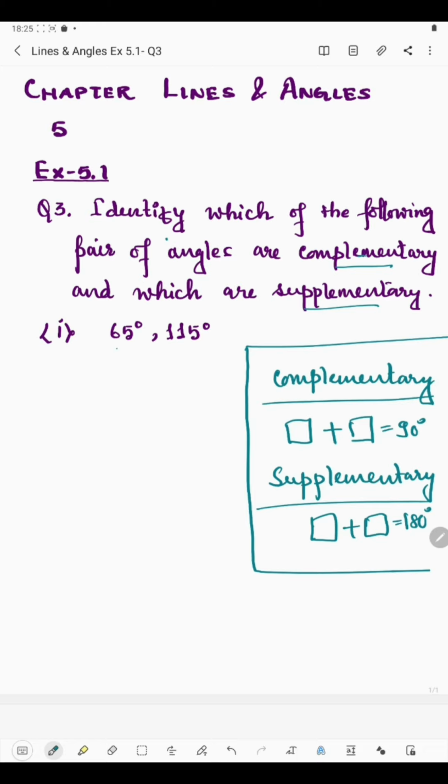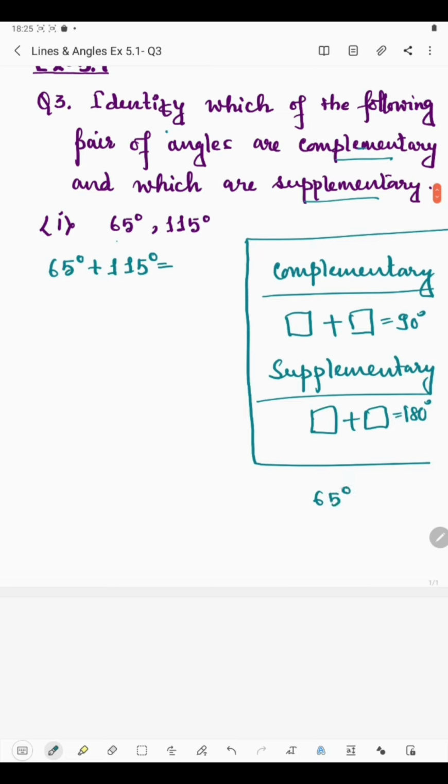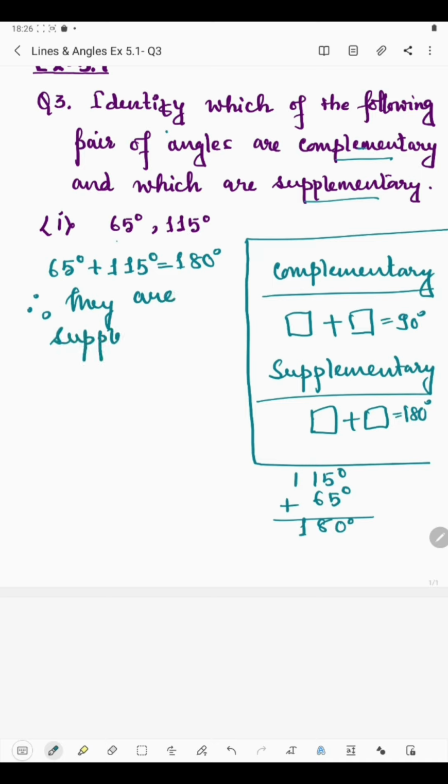Okay, now let's start. So at first we will find the sum of 65 degree and 115 degree. So 65 plus 115 degree, so 5, 5, 10, 6 plus 1 is 7, 7 plus 1 is 8, so it's 180 degree. So since the sum of these two angles is 180 degree, so this pair of angles are supplementary, so therefore they are supplementary angles. Okay.